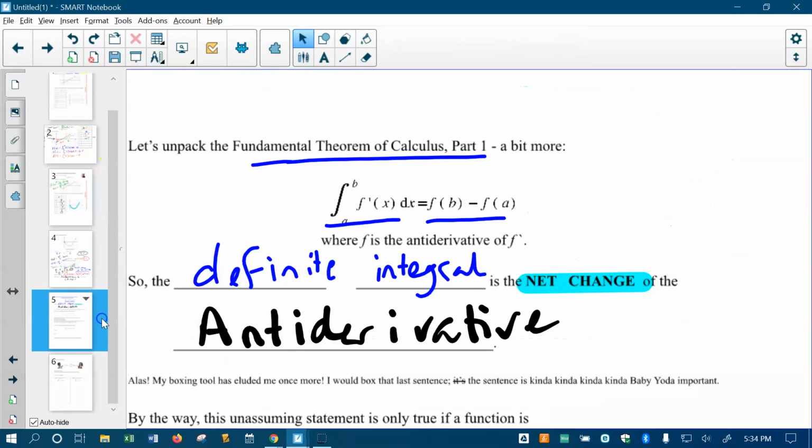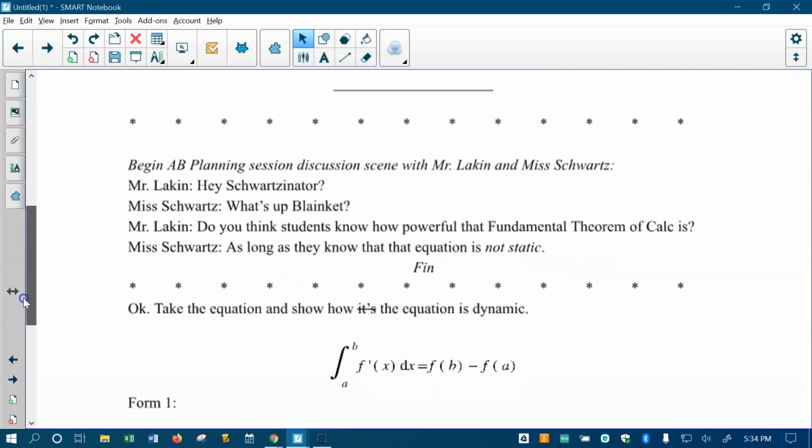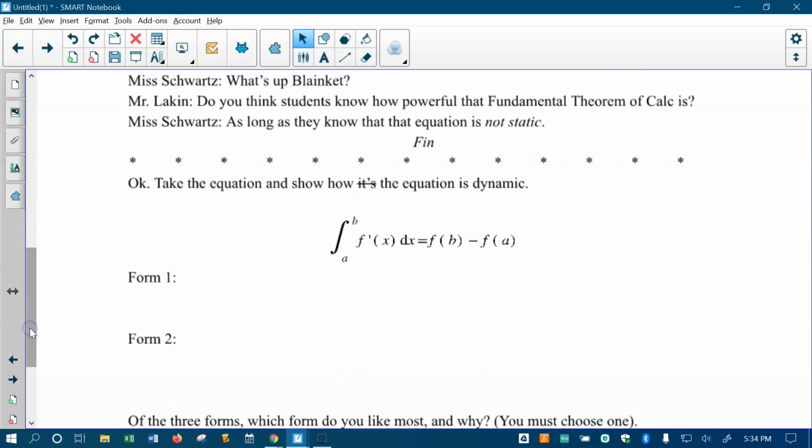Okay, so now that we know what the integral is, let me go ahead and show you my amazing acting skills as I go through this scene. Begin A-B planning session, discussion scene with Mr. Lakin and Ms. Schwartz. Mr. Lakin: Hey, Schwarzenator. Ms. Schwartz: What's up, Blanket? Mr. Lakin: Do you think students know how powerful the fundamental theorem of calculus part 1 is? Ms. Schwartz: As long as they know that the equation is not static. Mr. Lakin: Okay, let's take the equation and show how the equation is dynamic, and this is an important part.